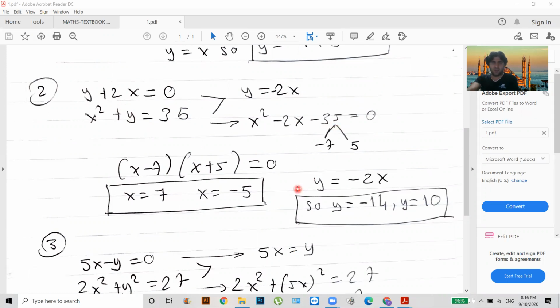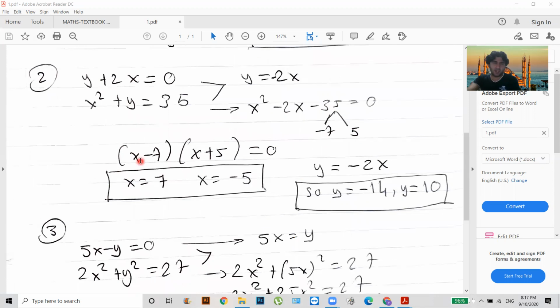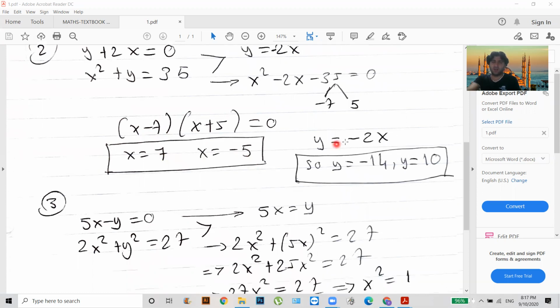Now we're going to find the factors of -35. So -7 and 5, because -7 times 5 is -35, and -7 plus 5 is -2. Then my factors are x minus 7 and x plus 5. I'm going to make them equal to 0. x is going to be 7, x is going to be -5. Then y equals -2x. So if I take 7, y equals -2 times 7, which is -14. Then for this one, y equals -2 times -5, which is +10. Negative times negative is positive.